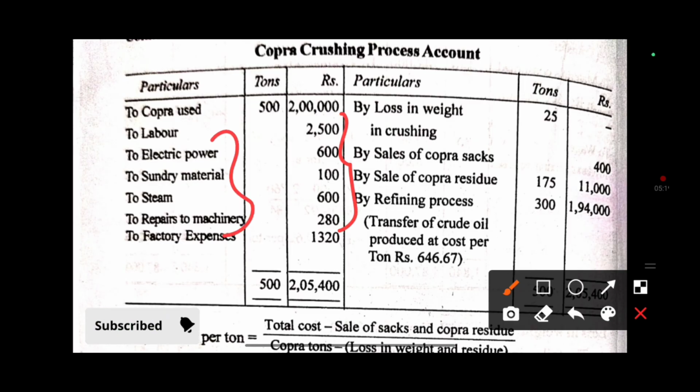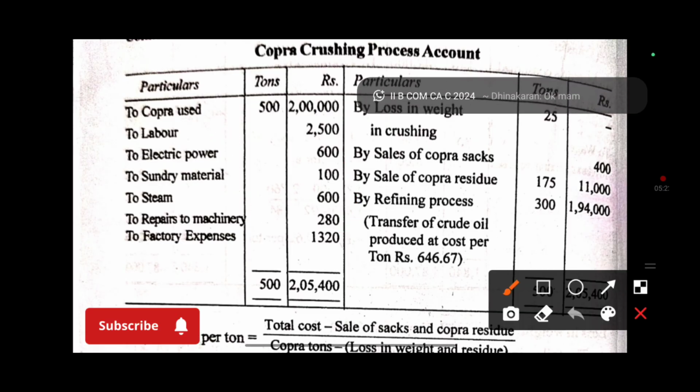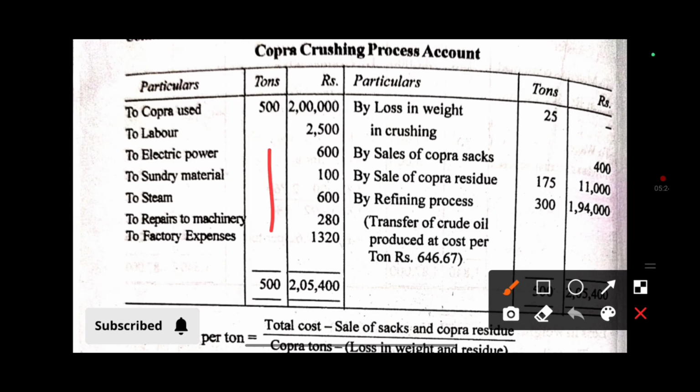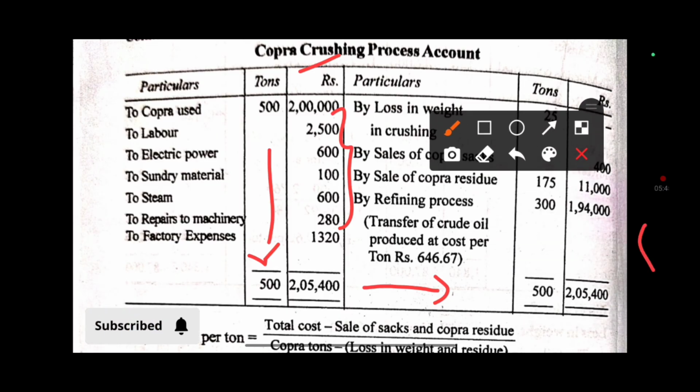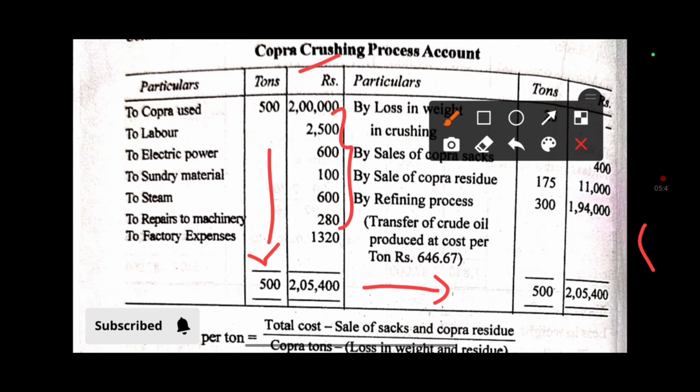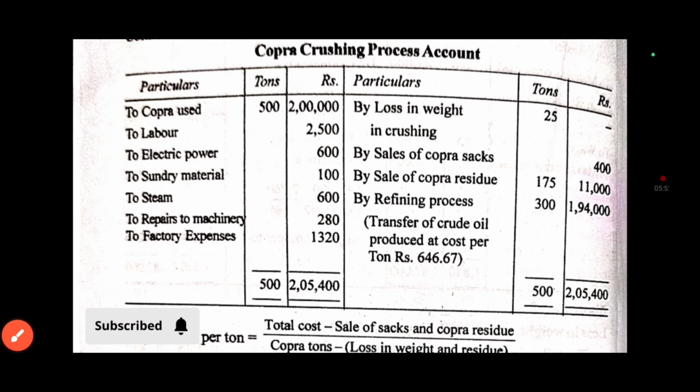Next we need to find out the total. The total is 500 tons. Then summing up all the input costs, you will get the total input cost of the copra crushing process, which is 2,05,400 rupees. The same total is to be entered on the credit side as the total. So 500 tons and 2,05,400 rupees are entered on the debit and credit side as the total.